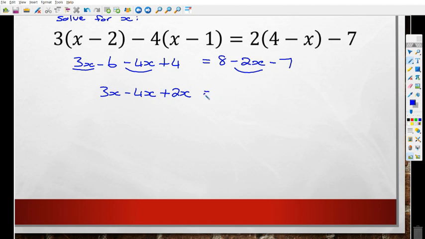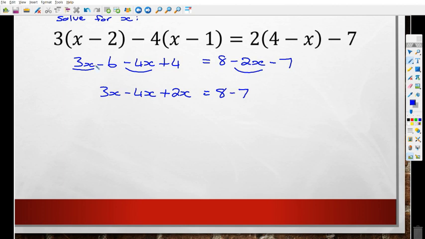So now I don't have a negative 2x on the side anymore because I added a 2x. It's done. It's gone. Now, what is left on my right-hand side? Now that this minus 2x is gone, I'm left with an 8 and a minus 7. But I'm still left with stuff on this side.